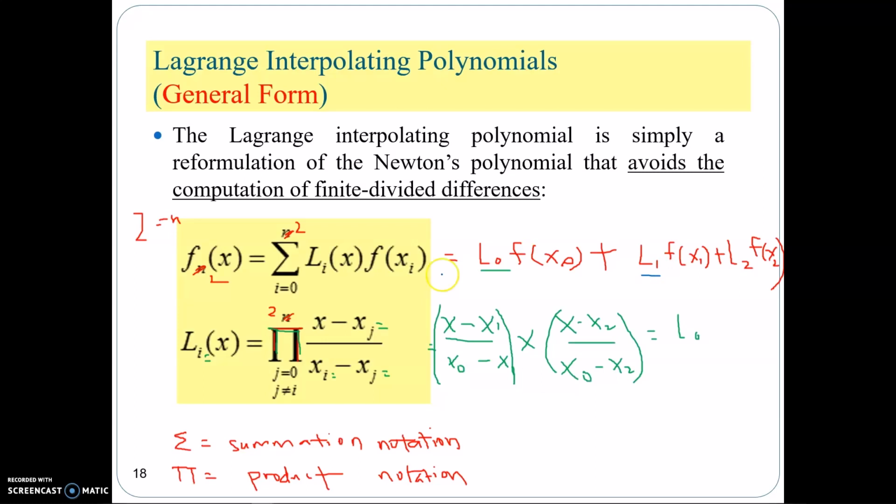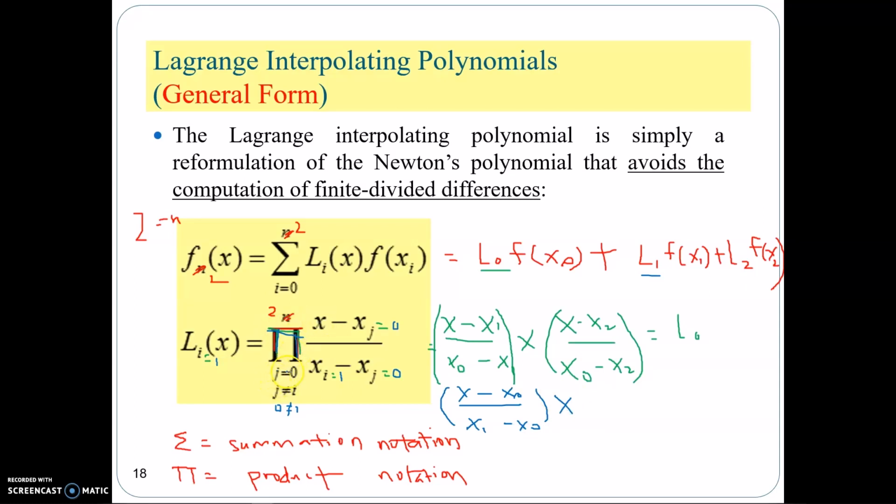To find the L1, let the i be 1 here. So you start the index from j equal to 0. So 0 is not equal to 1. Therefore, you can continue with this. So you substitute j equal to 0 inside. With that, you succeed in obtaining the first term, which is x minus x0 divided by x1 minus x0. So you have to multiply because you have pi notation here.